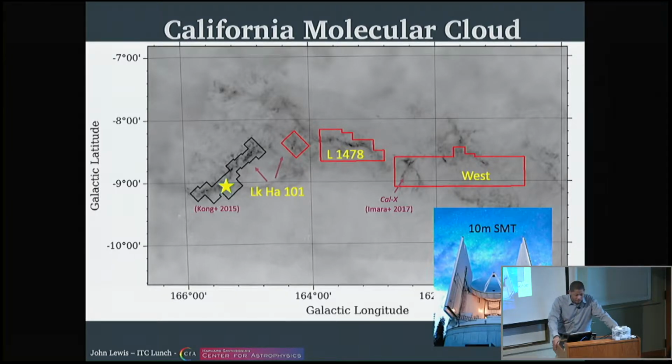One of the very nice things about California is that as you go across the cloud, in LkHα, you have a large amount of star formation. In L1478, you have very little. And in the west, you have even less star formation. In the west, you only have 2 protostars total, and they're all in there in Cal X.